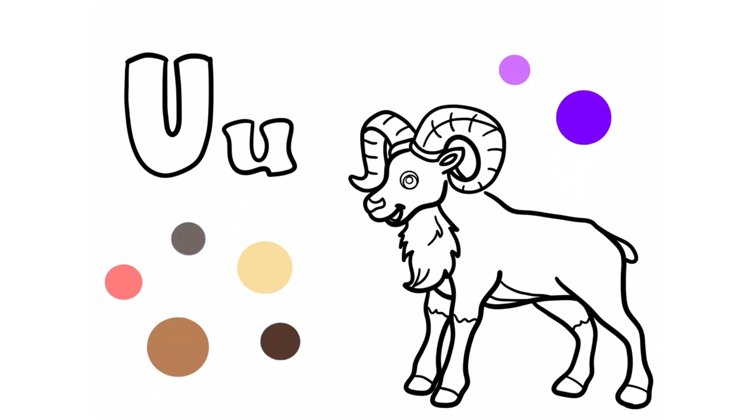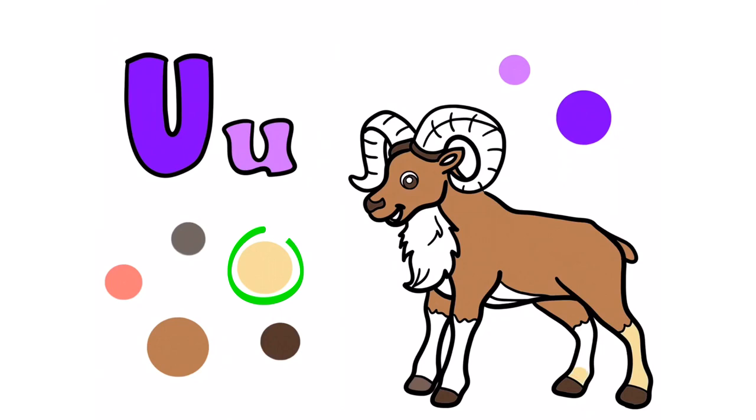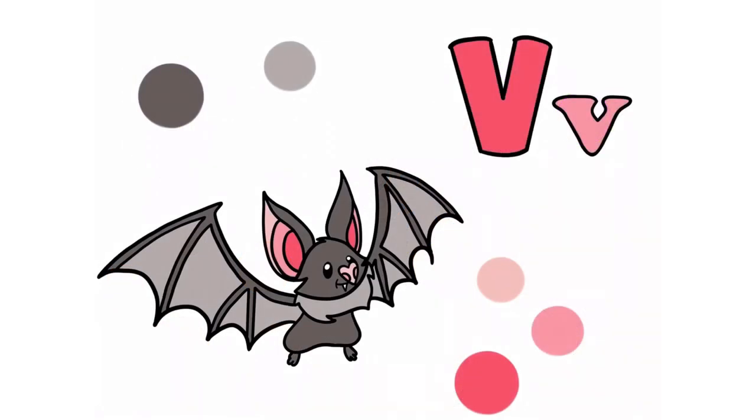Are you ready? Let's color! Purple! Light purple! Brown! Dark brown. Beige. Pink. Gray. U is for uriel. Let's learn the letter V.